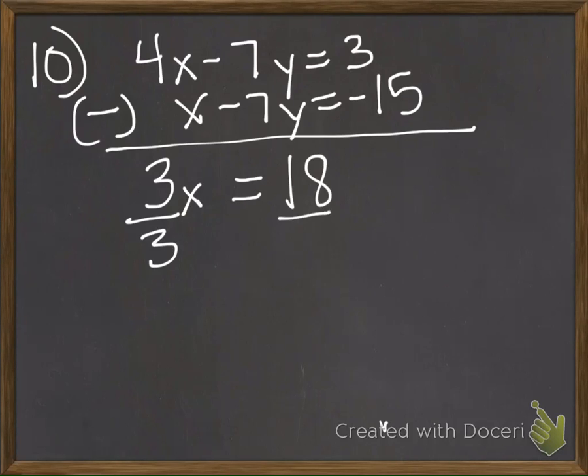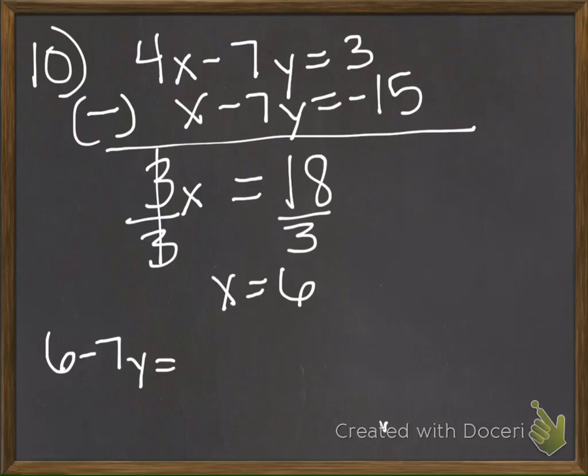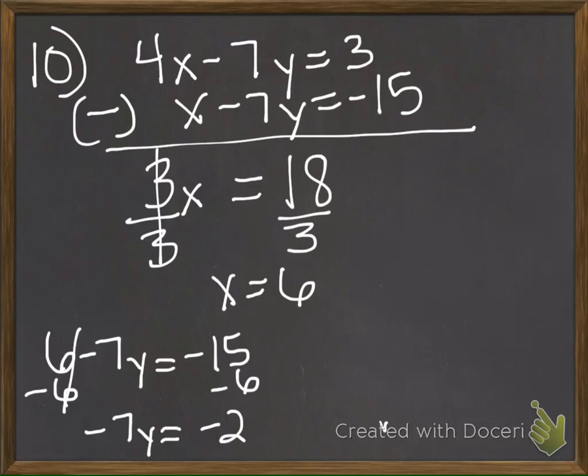Divided by 3 to solve for x, and x equals 6. Okay? Just like we got the last time. Now this is where we messed up because I had actually changed the signs. So let's substitute it back into the bottom equation, putting 6 for x instead of x. So 6 minus 7y equals negative 15. Minus 6, negative 7y equals negative 21.